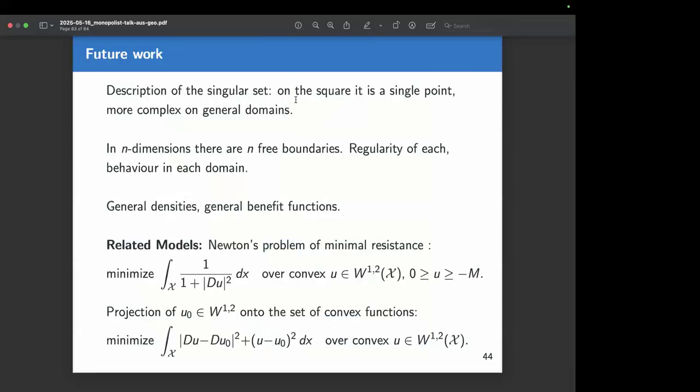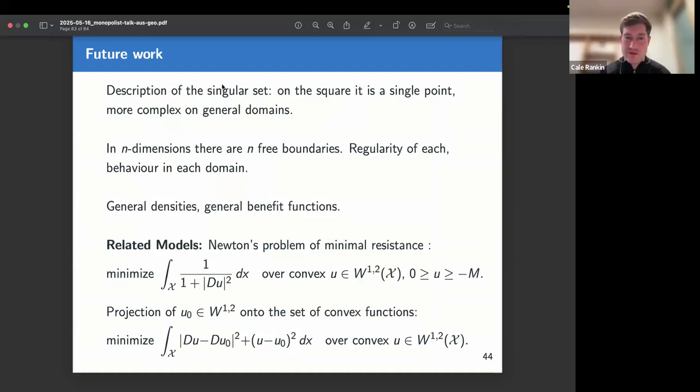So let me finish with some outline of future work. I'd like to describe the singular set a bit more precisely than what we did on the square. I would like to consider this problem in n dimensions. I'd like to consider removing those simplifying assumptions we started with. At the start of the talk, I made 2 dramatic simplifying assumptions, that our consumers have a uniform distribution and that our cost to the monopolist was y²/2. It would be good to remove those.